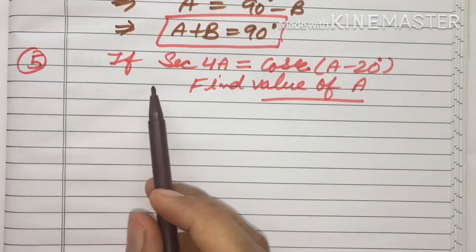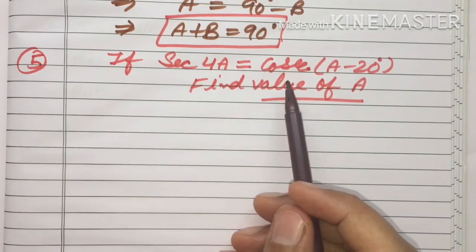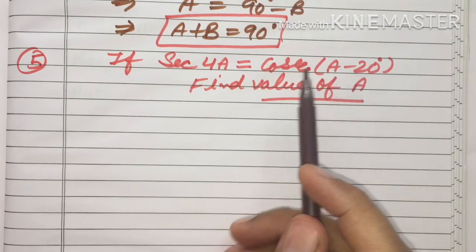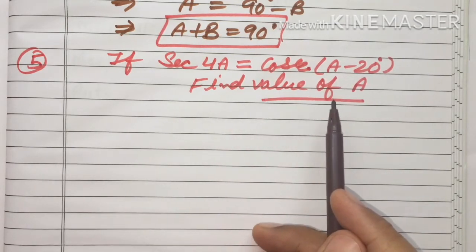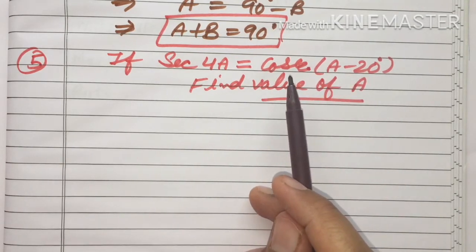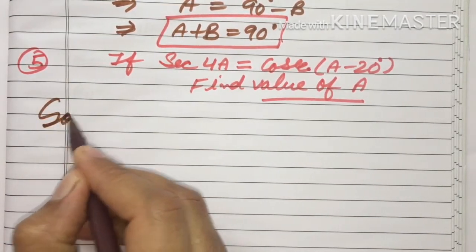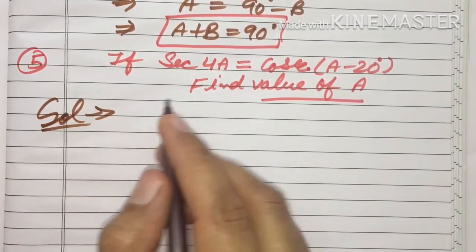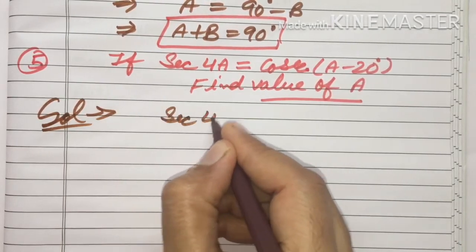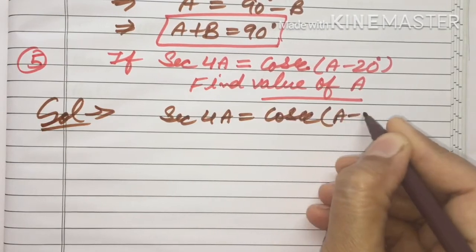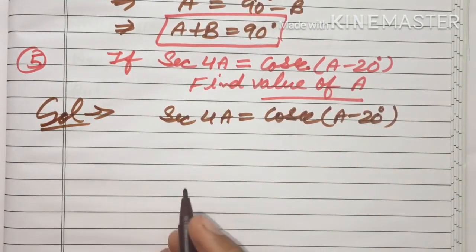Question number 5, if secant 4A is equal to cosecant (A minus 20 degree), it's given in the question. We have to find the value of A, and angle 4A is an acute angle. So how can we solve that? We will write the given thing, secant 4A is equal to cosecant (A minus 20 degree).